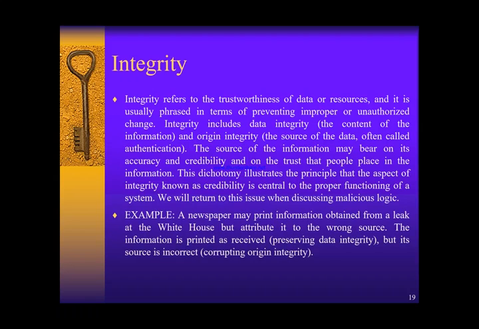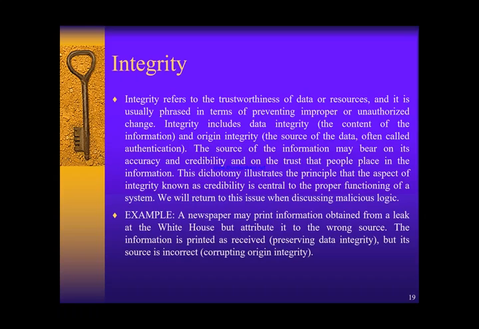Take an example. A newspaper may print information obtained from a leak at the White House, but attribute it to the wrong source. The information is printed as received, preserving the data integrity, but its source is incorrect, corrupting origin integrity. The best example for this integrity is the present scenario of our social media. It is about trustworthiness, because in whatever is coming on social media, we are able to identify which is correct and which is not correct. Only then is it integrity, right? That's the example it is giving.